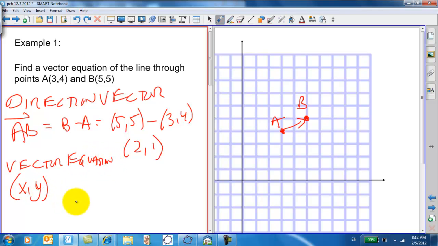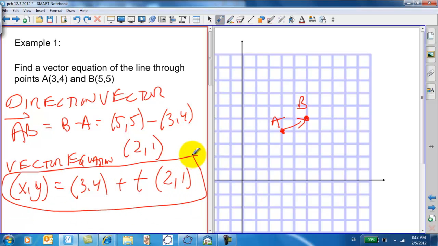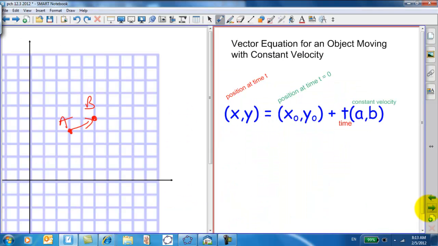Any point x, y on the line will equal some point on the line, in this case let's just pick the first one here, (3, 4), plus t times the direction vector (2, 1). Now you might say right away, how could this possibly be the equation of the line? And what we're going to do is break this up into something called parametric equations.